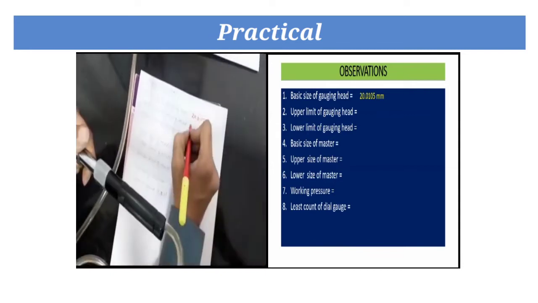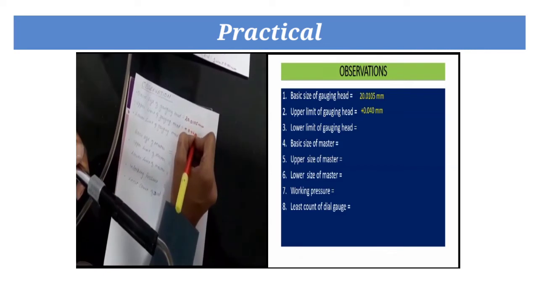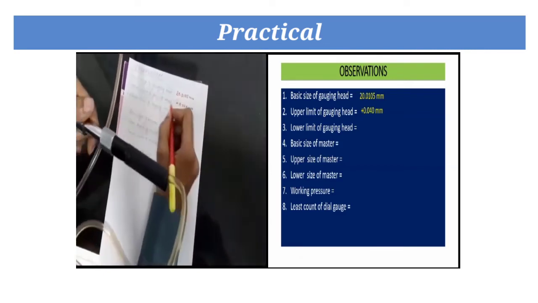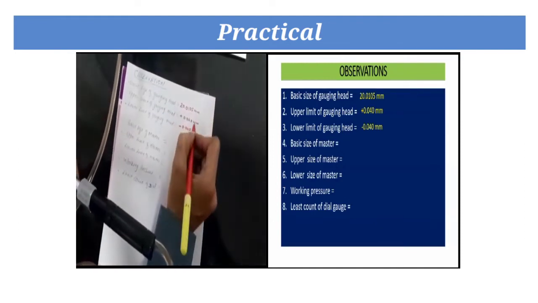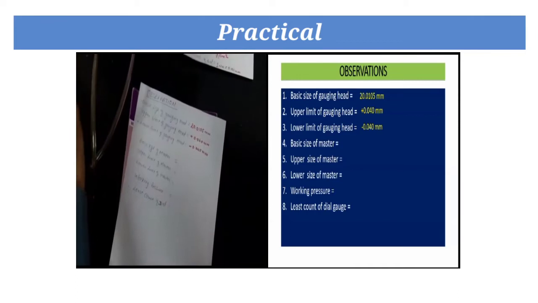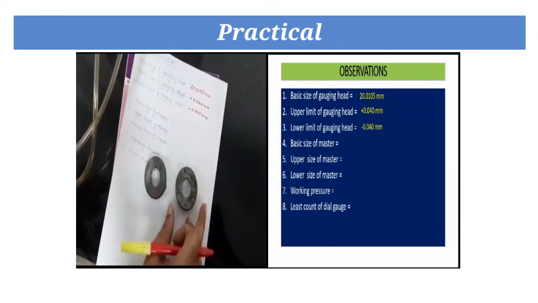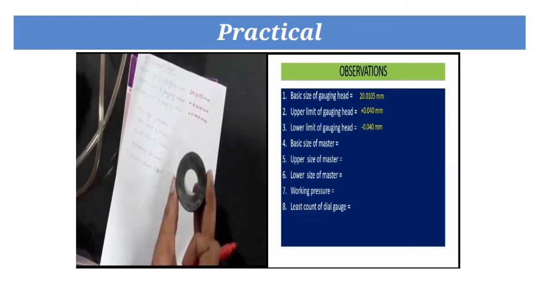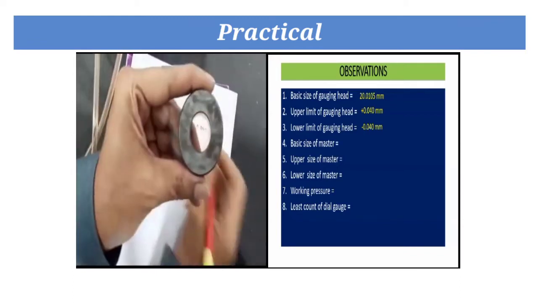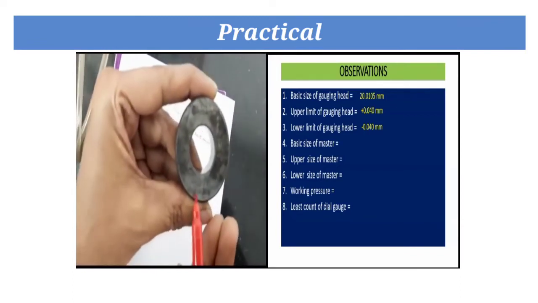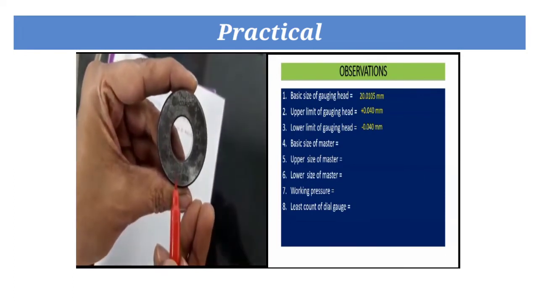So here our upper limit of the gauging head is plus 0.040 mm, and the lower limit is minus 0.040 mm. Then the basic size of the master. These are the master rings, or we can say setting rings. Okay, so we are having the basic size of this master ring or setting ring. As per this, you can observe here it is 20.0105.